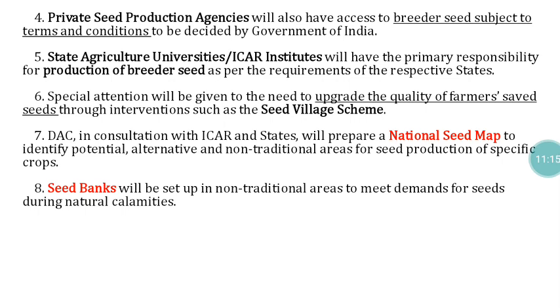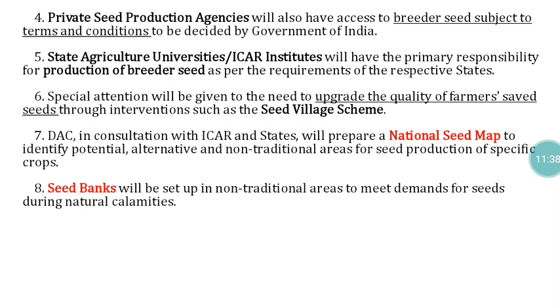And another main thing is that most of the farmers now use their own material, in the name of farm saved seeds. So here some importance is given to upgrading the quality of farm saved seeds through interventions such as the seed village scheme. By way of the seed village scheme, some provisions were made to upgrade the quality of farmer saved seed material.